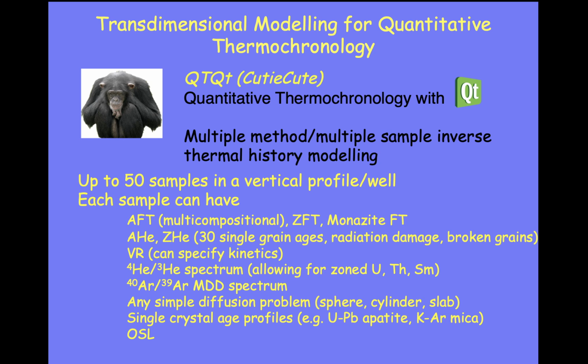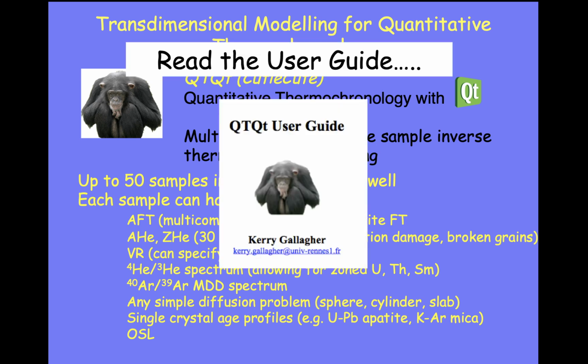You can also model single crystal age profiles, so a range of ages measured across a single grain, to have an age profile which reflects to some extent the diffusion profile inside the grain. And finally, OSL, optically stimulated luminescence data. There's one published model, I think, that's been incorporated into QTQt, but I think that's probably not particularly widely used, but it's there.